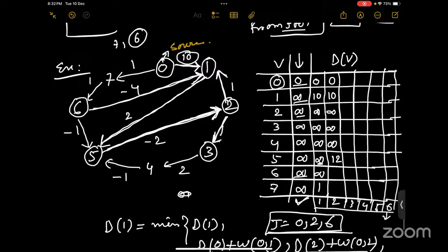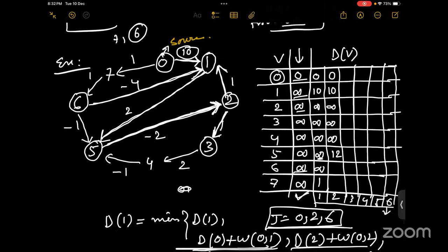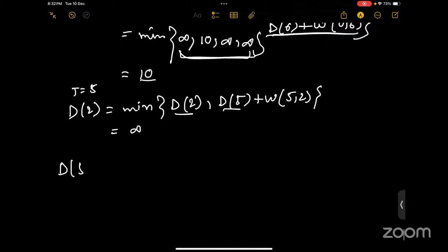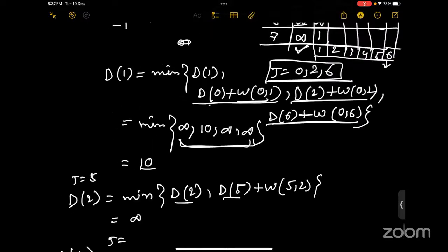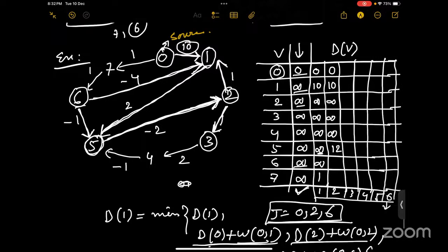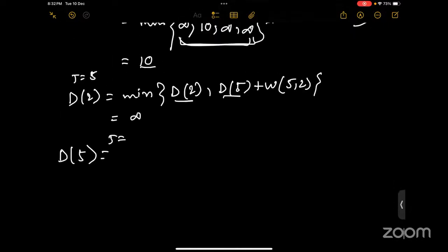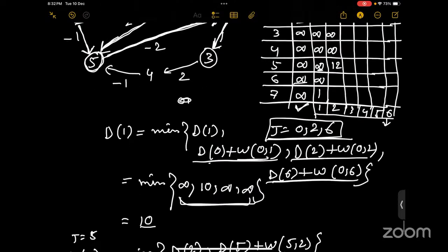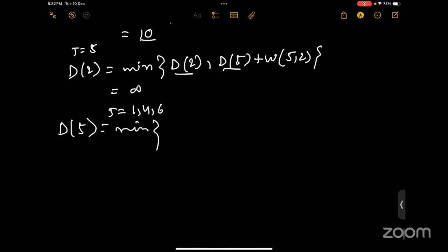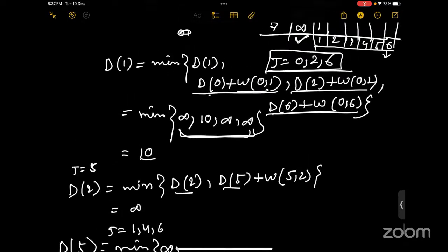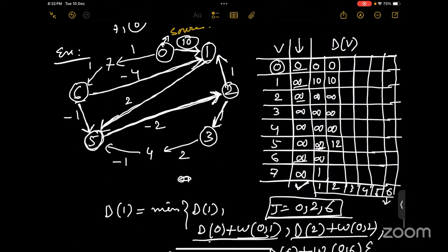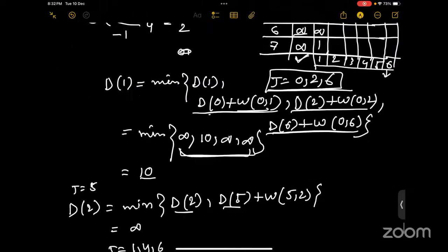Yeah, sure. See, whenever we are working with 5, we have 3 incoming edges, right? So if we are calculating the distance of 5, our j will be equal to what? 6, 1 and 4, right? So this will be the minimum distance of 5, and distance of 5 in the previous step was infinity. Then we will take distance of 1 plus weight of the edge, which is 2, and distance of 1 is 10, right? 10 plus 2 means 12.